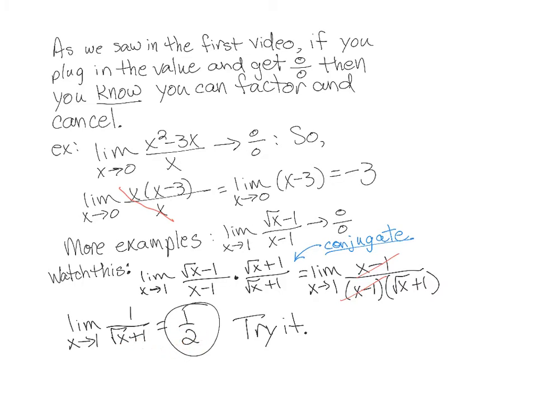So try some of those in the homework. You'll see that if you have a root, you just multiply by the conjugate. Simplify it out. You don't have to multiply everything. Only multiply the thing that you've got the conjugates of. And you'll see that stuff cancels. And you know it's going to cancel because you had 0 over 0 in the first place.